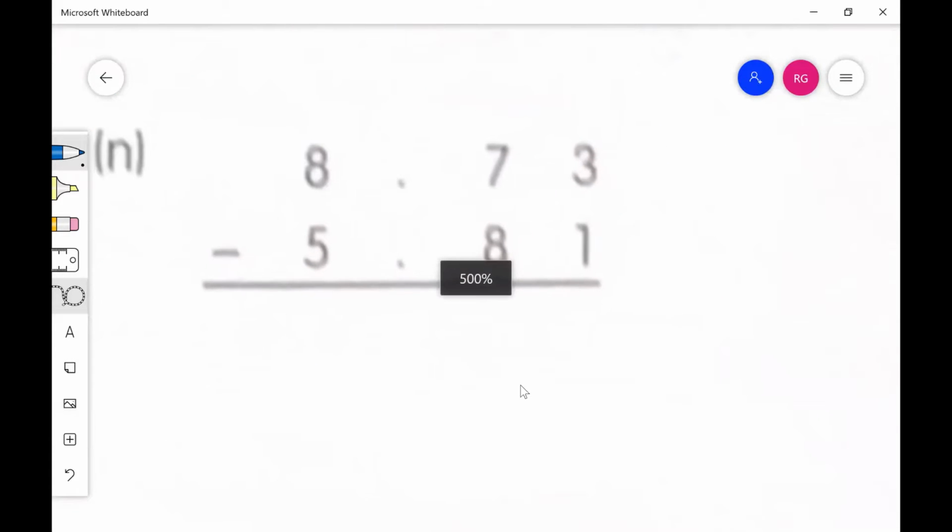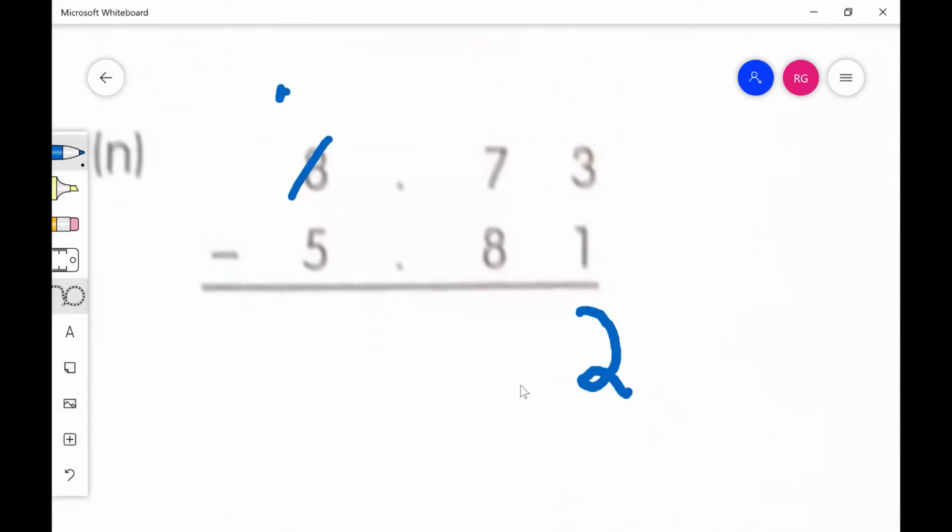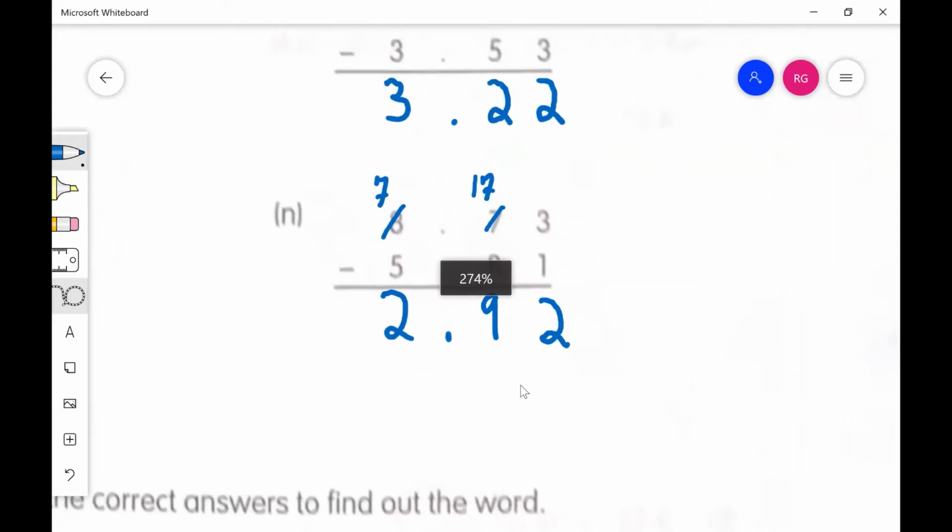Okay, we're moving on here. And this is 2. Okay, I need to borrow here. So this becomes a 7. This becomes a 17. And now I can subtract. It should be a 9. And carry my decimal down. And this should be a 2. So the answer is 2 and 92 hundredths.